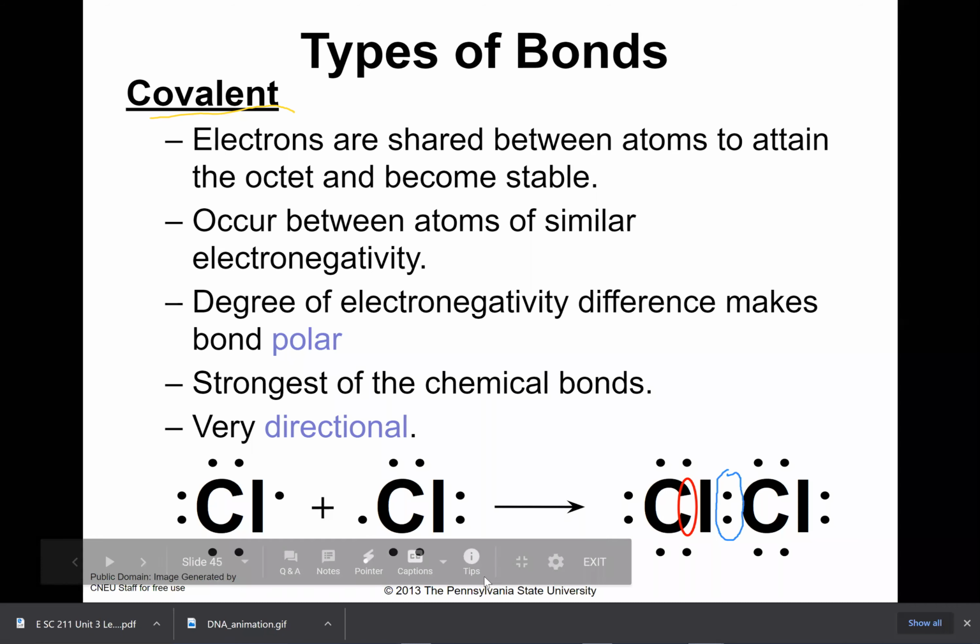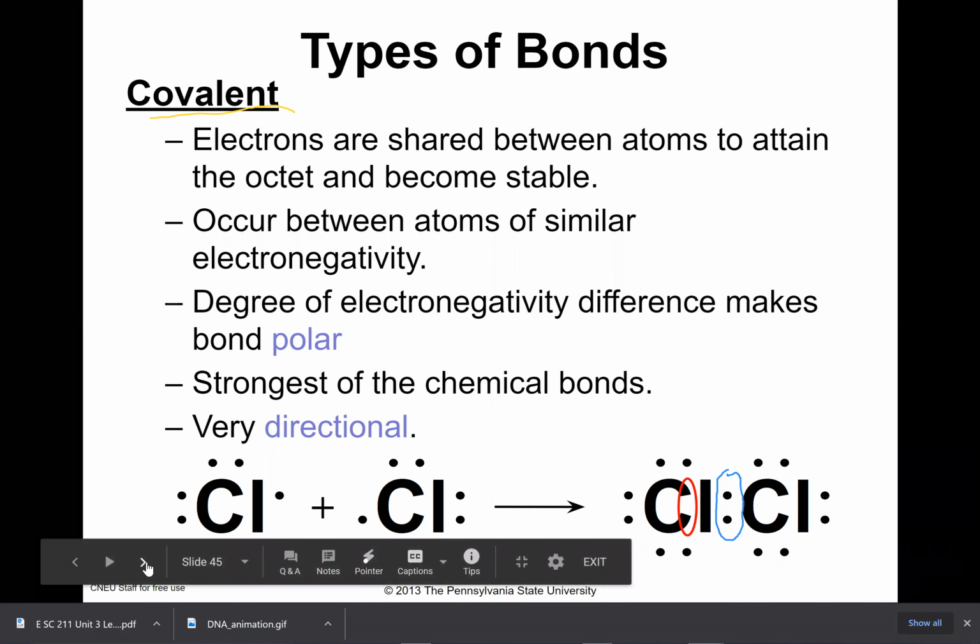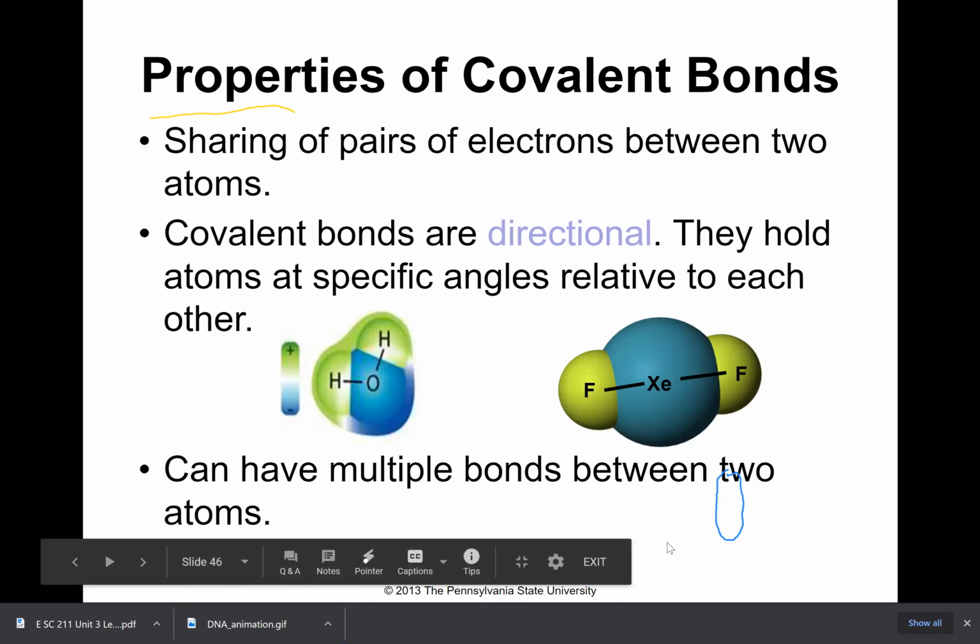Let me go on to the next one. All right, I have to clear my annotations. Clear. Oops. All right, so properties of covalent bonds. Let's do this. Clear all drawings.